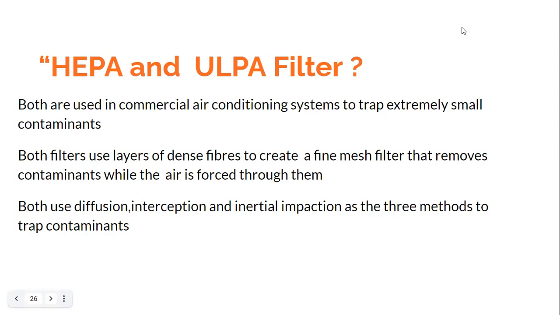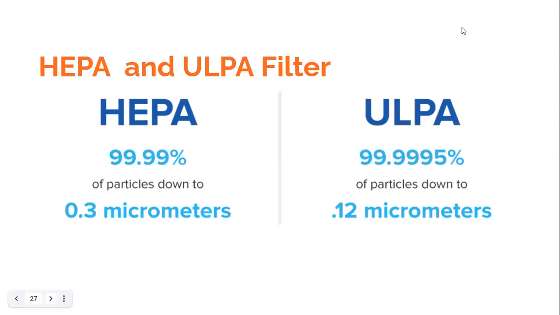And as I said, the difference lies here: the HEPA filter is relatively less efficient and can filter particles down to 0.3 micrometers, whereas the ULPA filter is slightly better. It has a filtering efficiency of 99.9995% for particles down to 0.1 micrometers. Okay, so this you need to remember.